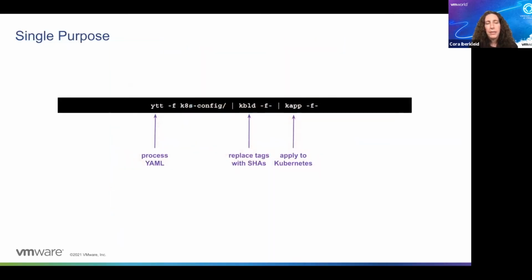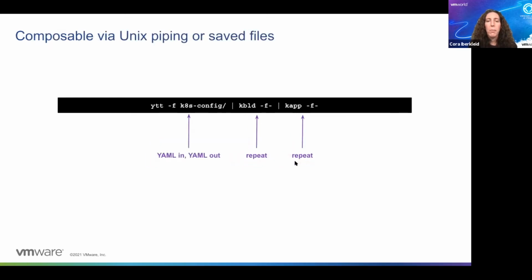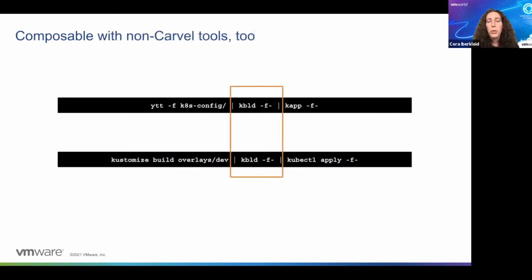Diving into this definition a little bit, what does it mean that it's single purpose? Each one of these tools, like here you see 3 of them, ytt, kbld, kapp, does one thing: process YAML, handle image tags, apply YAML to Kubernetes. And they're composable because every one of these is YAML in, YAML out. So you can just pipe the YAML from one to the next. And you can do that not only between the different Carvel tools, but you can also combine it with any other tool that is a YAML in, YAML out kind of tool, like Kustomize, Helm, kubectl, et cetera. Here you see you're only using kbld on the bottom with non-Carvel tools, so composable that way too.